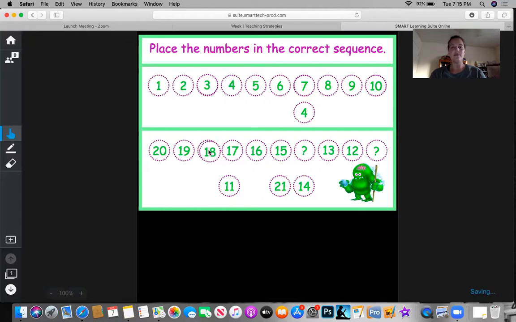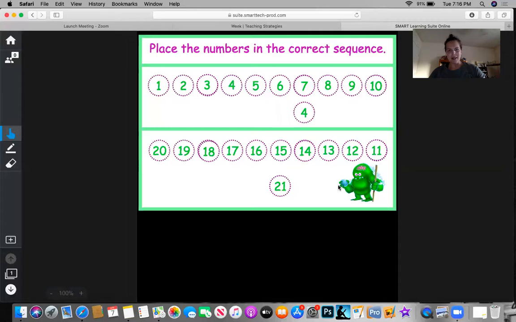18. Bing. 17, 16, 15. What is that? Of course you know that. 14, 13, 12. Ding, ding, ding, ding, ding. What number is that? 11. Way to go, bears.